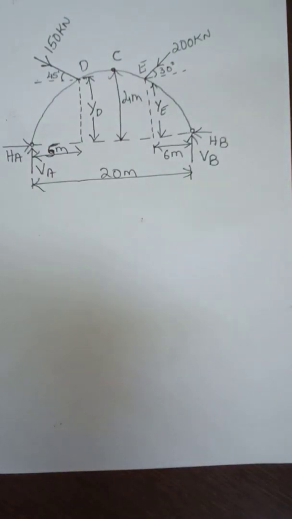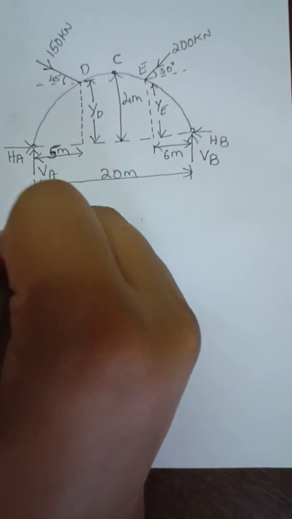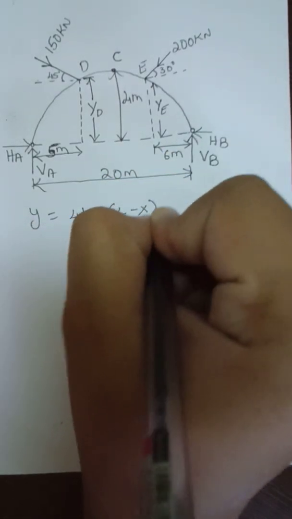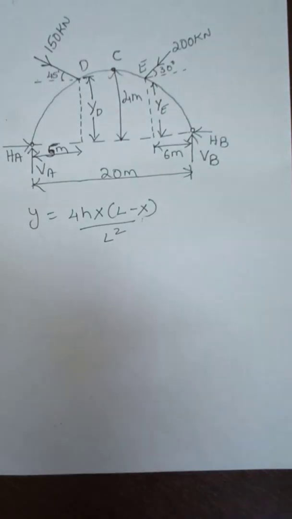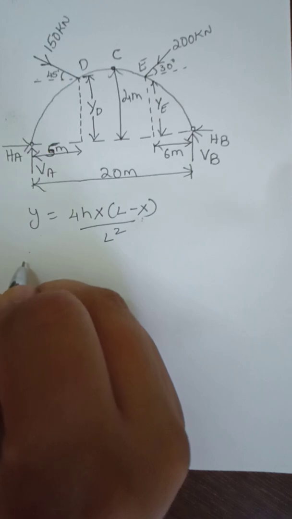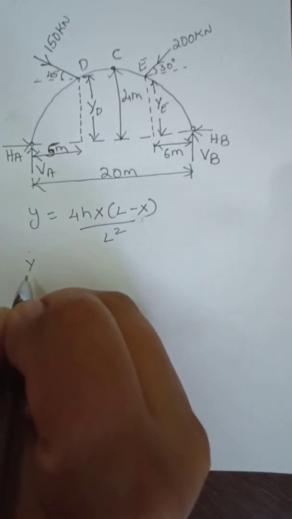Since it has been mentioned that it is a three-hinged parabolic arch, we have the general expression y is equal to 4hx into (L minus x) divided by L square. This is the general expression which we use to determine the rise of an arch, or any vertical distance with reference to the line of action of the supports. So if we want to calculate y in particular, that is YD and YE.